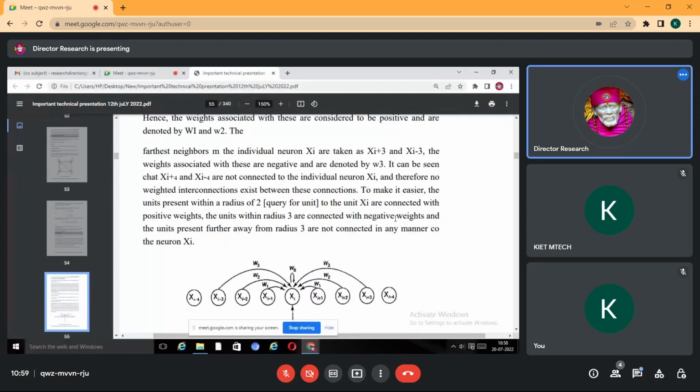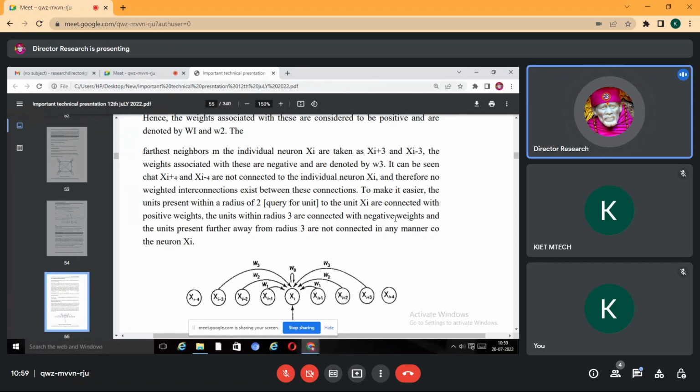To make it easier, the units present within the radius 3 are connected with the weights, and the units present away from the radius 3 are not connected in any manner to the neuron Xi.